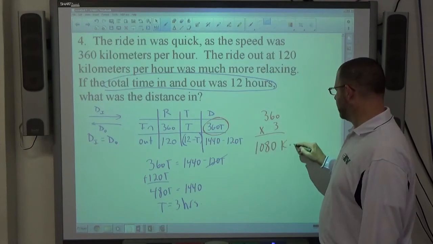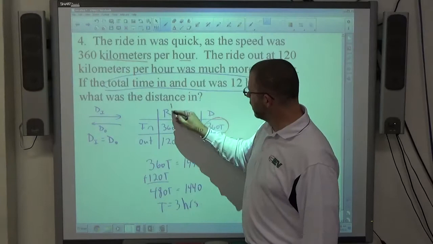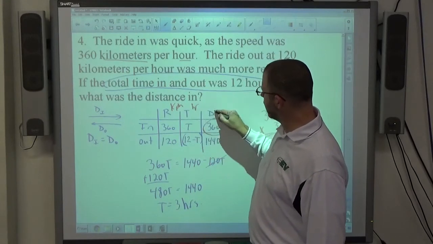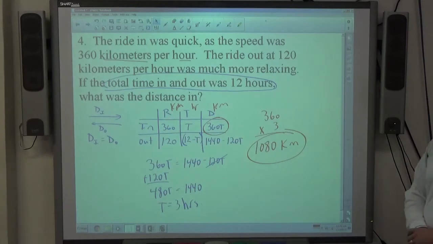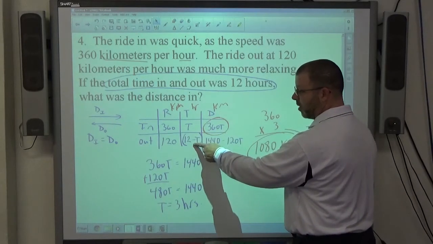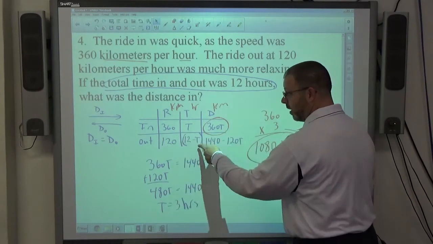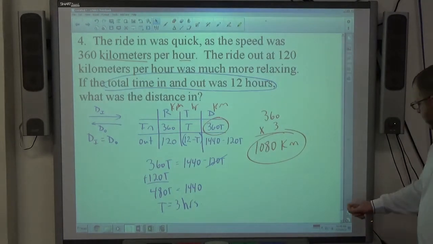Unit of distance is kilometers. I know that because the speeds are in kilometers per hour. So kilometers per hour, kilometers. So 1,008 kilometers answers the question. Again, anything with a variable represents something you don't know. Time in, 3 hours. Time out, 12 minus 3, 9 hours. 120 times 9 is 1,080 kilometers. Distances are equal in that case.